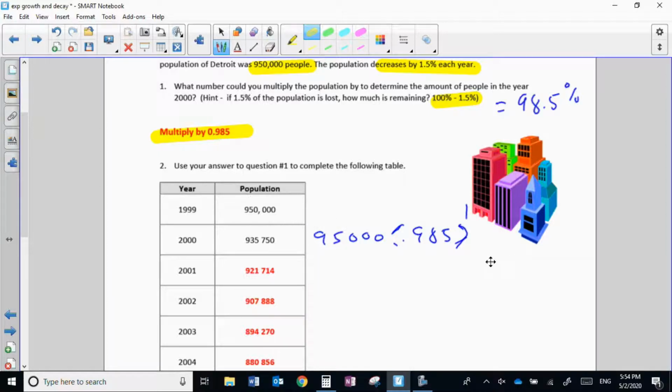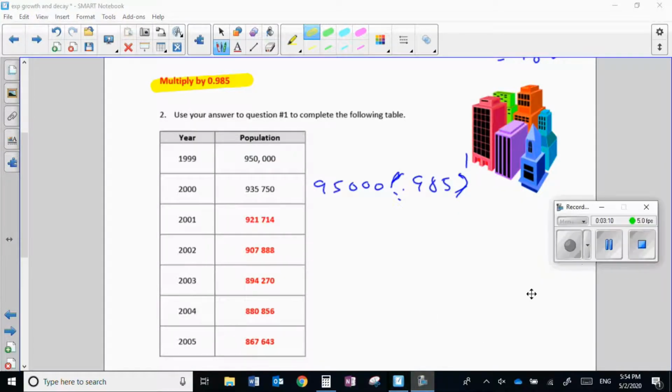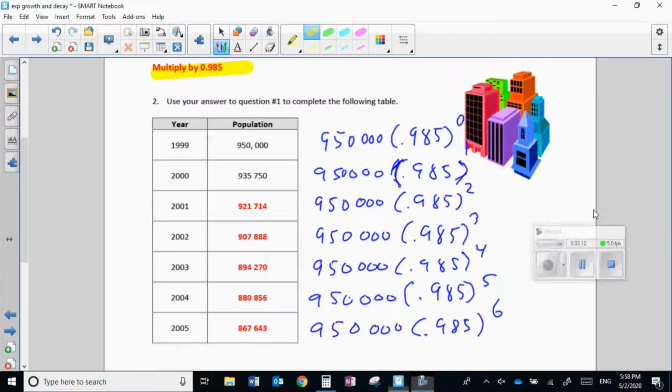The next year, I take that value and I multiply it by 0.985 again, and this pattern of powers is going to appear again. So very similar to before. Here's that same pattern, like I said. So by the time we get to 2005, we've taken 950,000 and we've multiplied by 0.985. We've done that 1, 2, 3, 4, 5, 6 times, or 950,000 times 0.985 to the power of 6.